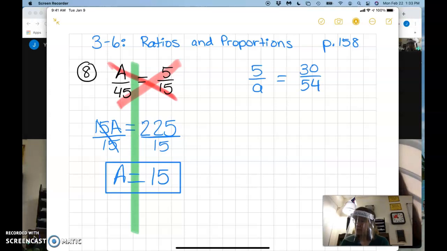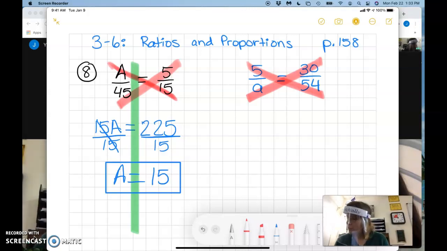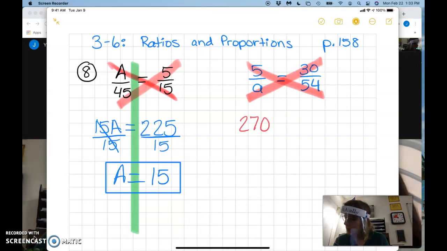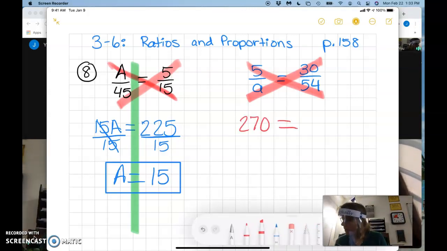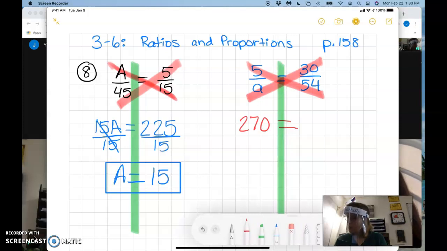Okay, last example. So again, we have this proportion. We're going to put that x on top to show me that you're cross multiplying. What is 5 times 54? 270. And I forgot the great divide. And what is 30 times a? 30a.